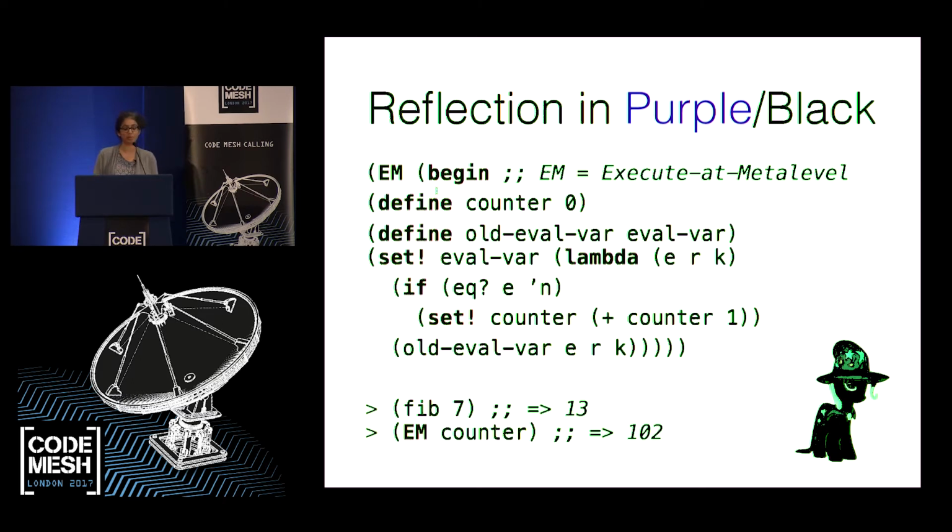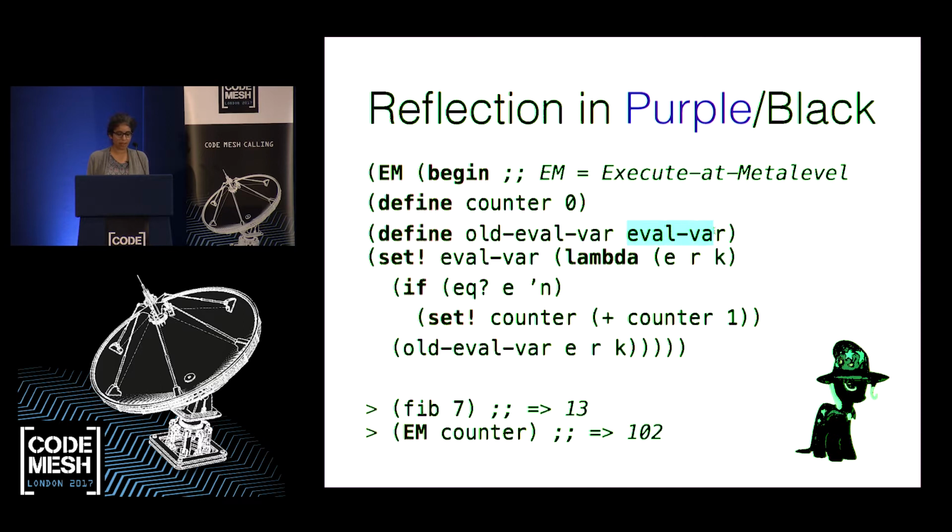In practice, if you were to do reflection, it would be a bit crazy to just mutate the world underneath you as things are running. But this is what we'll be doing here. EM means execute at meta level. Conceptually, we're shifting to the meta level, one level up the tower in this case, and this code is executed at that level. Here I'm defining a counter to be 0.